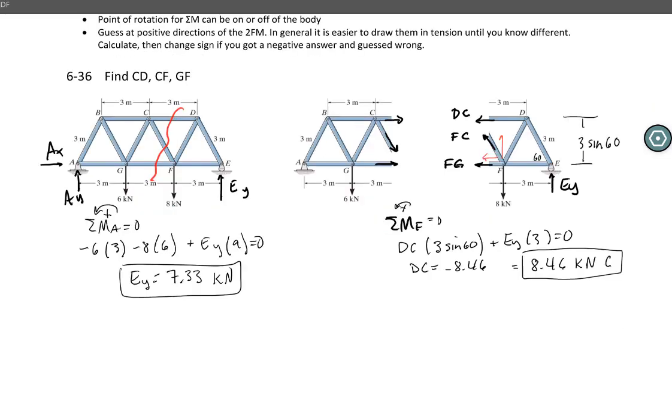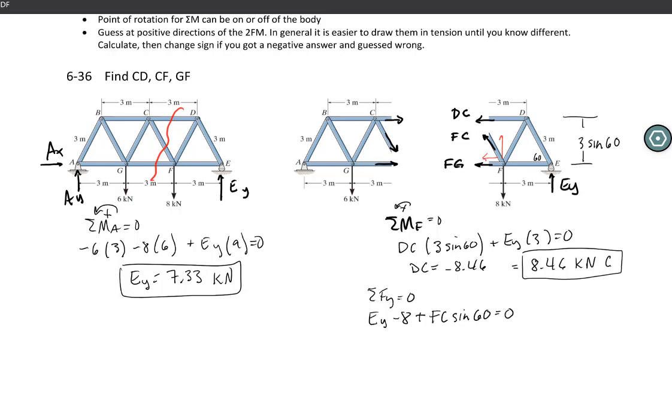Well, let's see if we can solve for the rest of these forces. Let's sum the forces in the y and see what we get. In the y direction, I have this EY, this 8, and this piece of FC, which would be the sine component of FC. So let's go ahead and put those in. So sum of the forces in the y is equal to 0. So EY is positive minus 8 plus FC sine of 60 equals 0.